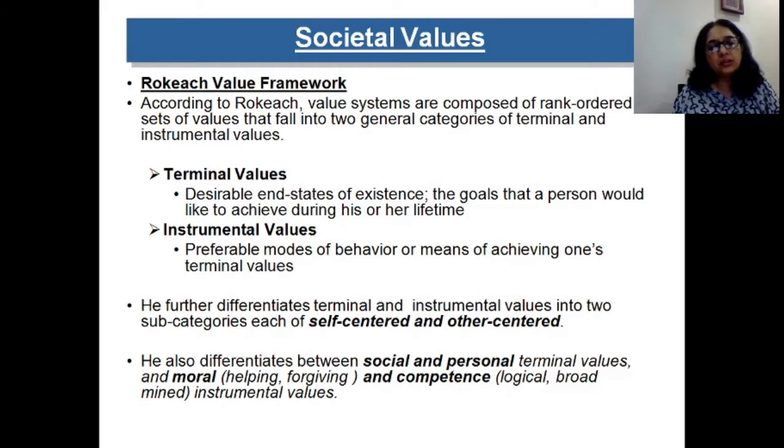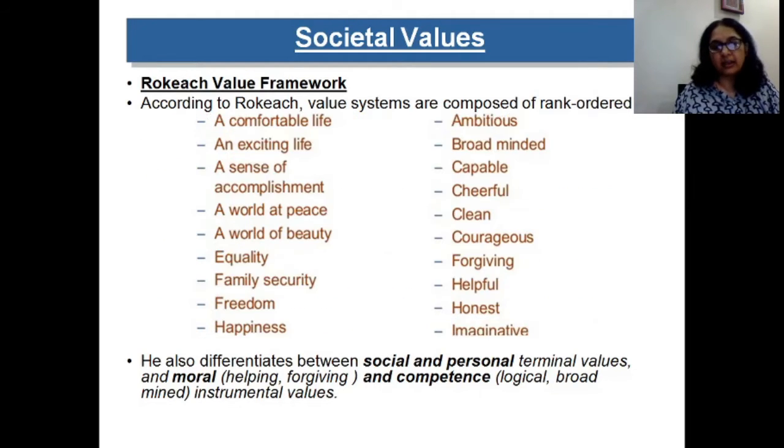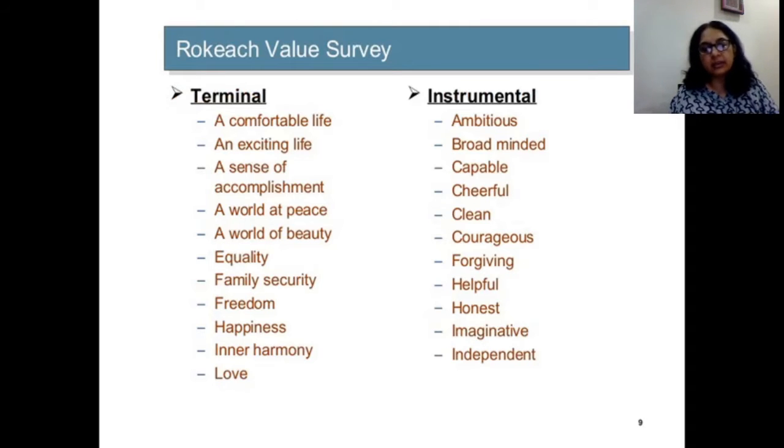Then Rokeach further differentiated terminal and instrumental values into two subcategories, each of self-centered and other-centered. Right, so there are these terminal values and instrumental values again have certain values that are more self-centered, looking towards yourself, and some are more focused towards others. Then he also differentiates between social and personal terminal values and moral and competence instrumental values. So the table out here can make it more clear. So like here you can see there are some set of values under the terminal values: comfortable life, exciting life, sense of accomplishment.